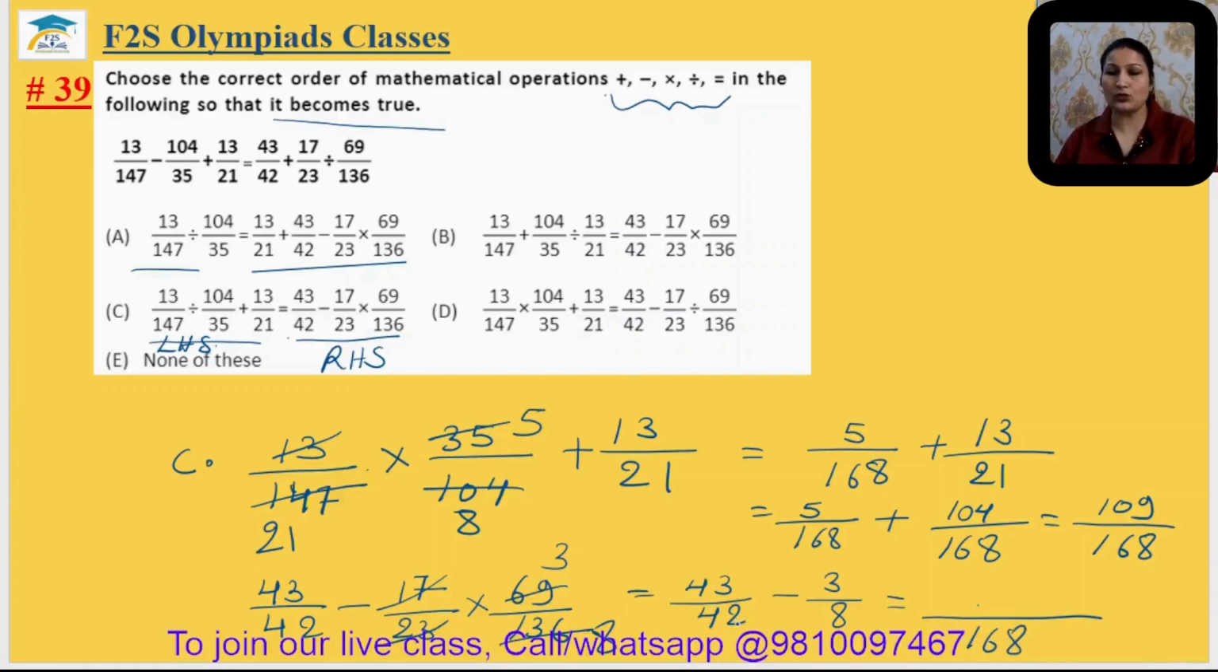So 168 and 42 multiply by 4 equal to 168. So 4 multiply by 43, 172 minus 168 divided by 8 equal to 21. 21 3s are 63. That is your 12 minus 3, 9. 6 minus 6 is 0. Then 109 upon 168. So we can see LHS is equal to RHS in the option number C. That's why we will go with the option C. 39th answer is option C.